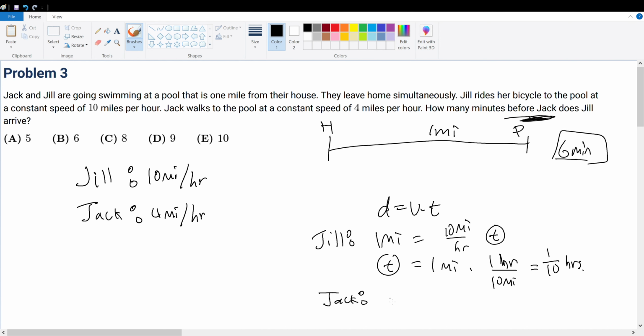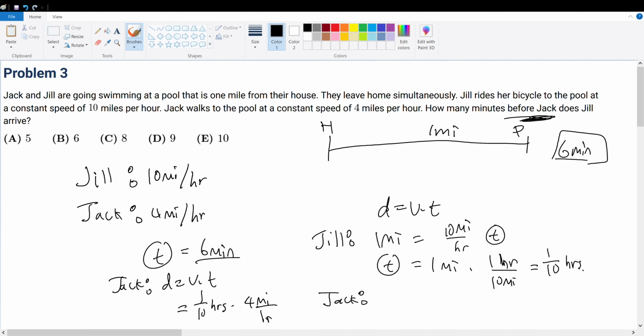Well, they leave simultaneously. What we're trying to find is how many minutes before Jack does Jill arrive? So let's think of it this way. When Jill used up 6 minutes, where was Jack at 6 minutes? Jack's distance will be D is equal to V times T. The T is 6 minutes, but we can't use minutes, we have to use hours. So it's 1 over 10 hours times this velocity of 4 miles per hour. The units of hours cancel, so all we get left is 2 over 5 miles.